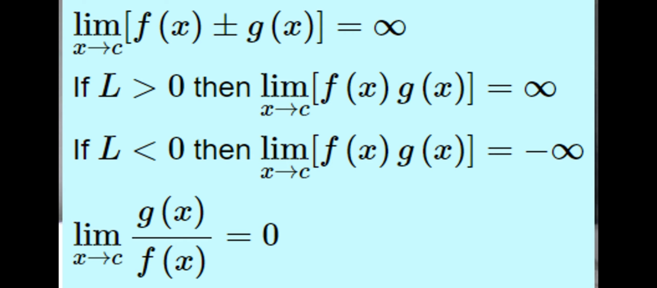Because we have stated these specifically in terms of normal limits, it is implied that this will work for one-sided limits as well. And it is also true that if the function limit is negative infinity instead, all of these properties will hold, except for the first three instances, where the sign will be flipped.